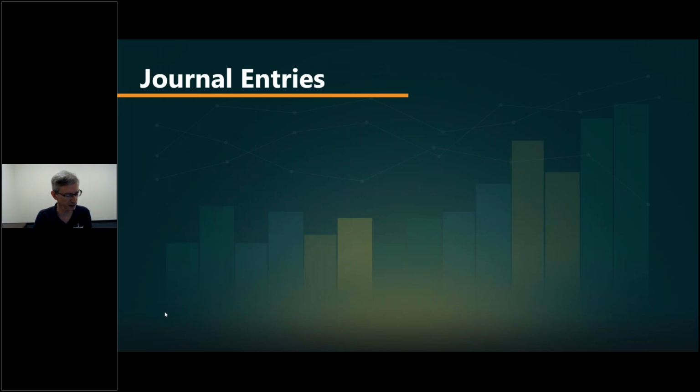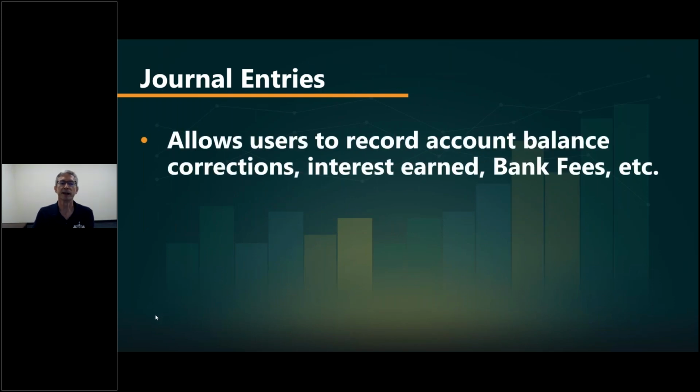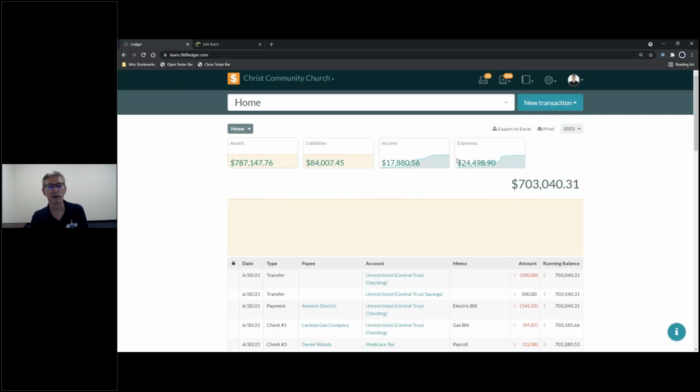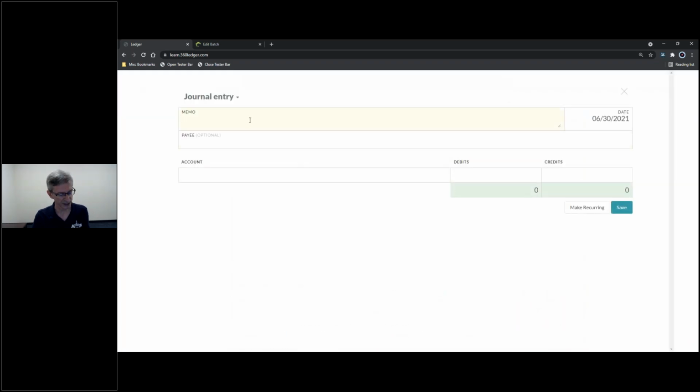Journal entries. This is our last account type. This allows users to record account balance corrections, such as interest earned or bank fees. You can utilize all 4 account types in this particular transaction. So this is kind of open-ended. And we can jump right into our account here, go to journal entry. And let's say we'll just do a journal entry for bank interest.